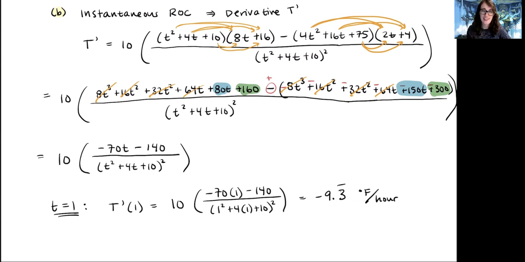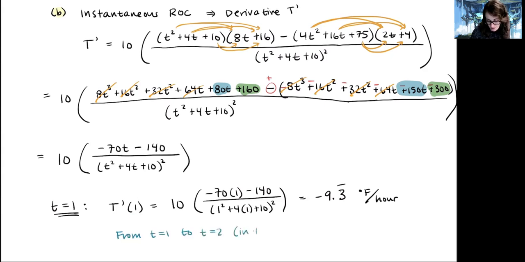Let's think about what this means. So the fact that this rate of change is negative makes sense because the temperature is decreasing, right? It's losing degrees, it's getting colder. The per hour isn't for every single hour. This is the rate of change just at the first hour. So the way that we would interpret this, we would say in the first hour, actually, it's not really the first hour. The first hour would be from 0 to 1. So let's just say more specifically from t equals 1 to t equals 2.